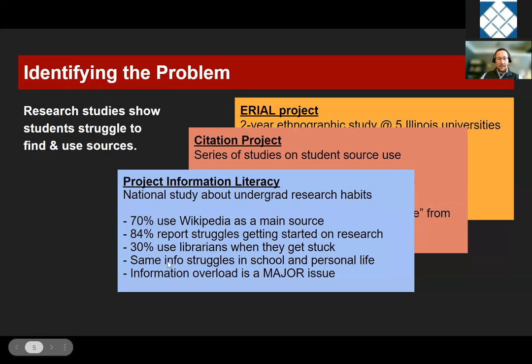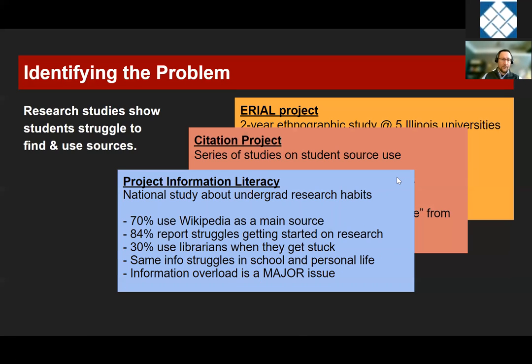And students didn't just struggle in school. They actually had information struggles in their personal lives when they wanted to find information. So it wasn't just a school problem. And there was information overload; there's so much stuff that students didn't know what to do. It was a major, major issue that they found.